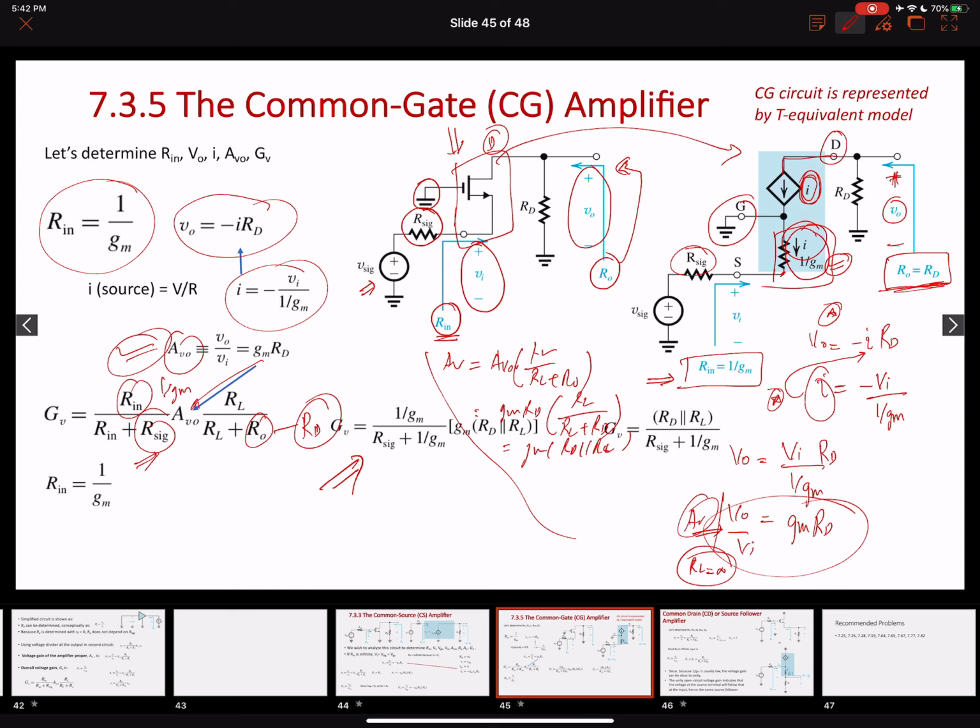Essentially, again, both of these resistances are appearing in parallel, as we can see over here too, in finding the voltage gain of an amplifier before finding the overall voltage gain.